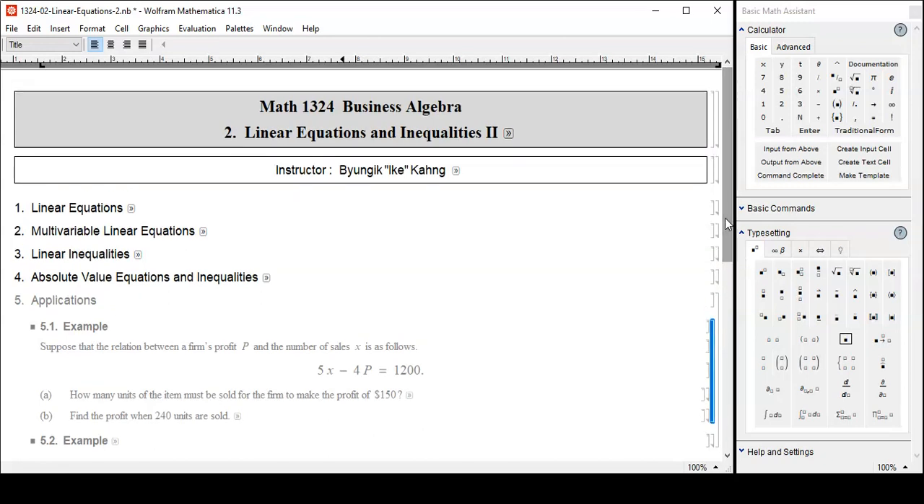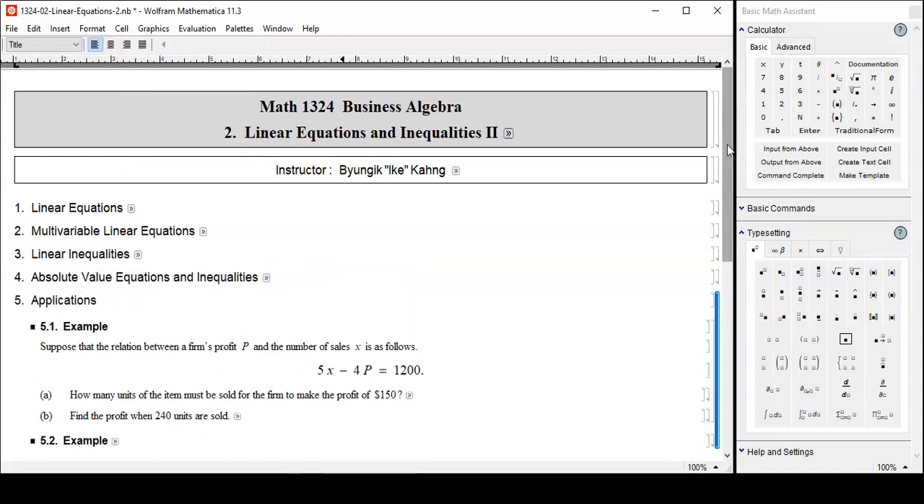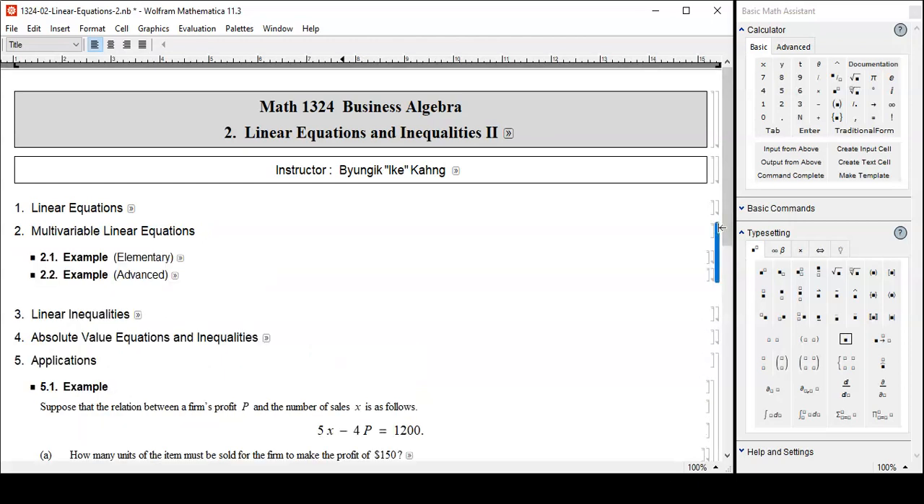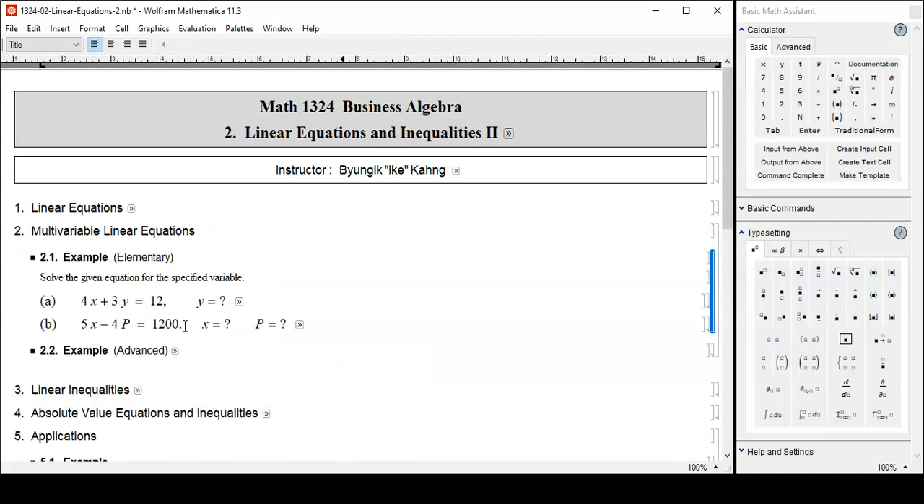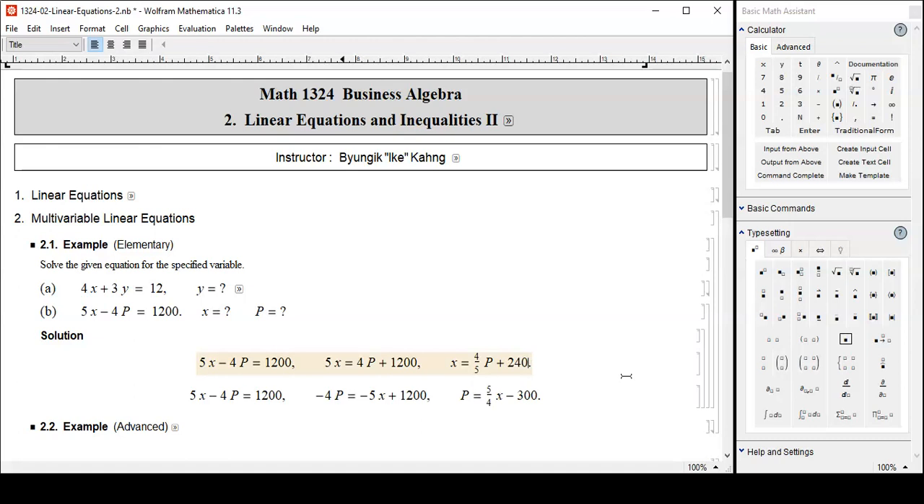Remember this problem. Suppose that the relationship between the firm's profit P and the number of sales X is as follows: 5X minus 4P equals 1,200. Do you remember this? We went through this right here. You can solve for X, and then you can solve for P. We did both of those. Solving for X, solving for P, remember?